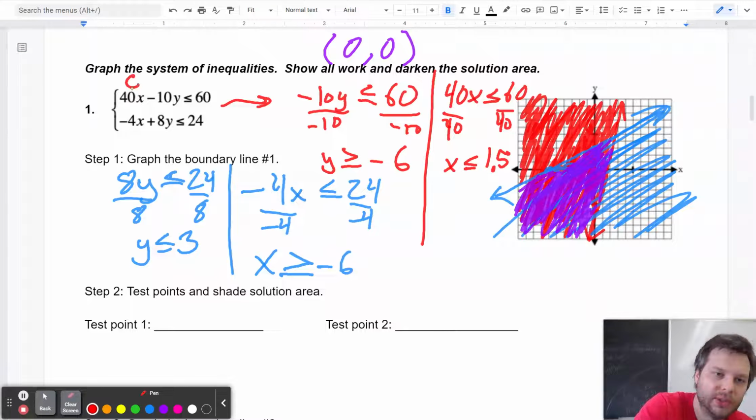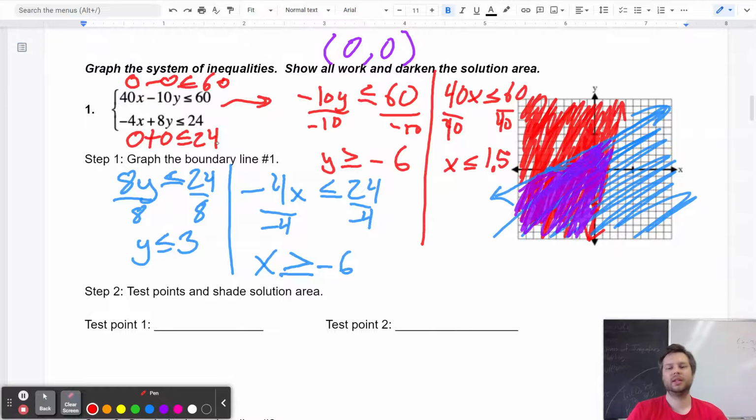If I make x equals 0, I have 0 minus 0, and that is clearly less than 60. And if I make x 0 and y 0, I get 0 plus 0, which is clearly less than 24. So we can tell that 0, comma 0 is a solution to the system. It's not the only solution. Every point within the purple region, which goes on forever, is also a solution. So I could choose the point where x is negative 100 and y is negative 500, or negative 300, and that would also be in the solution zone.